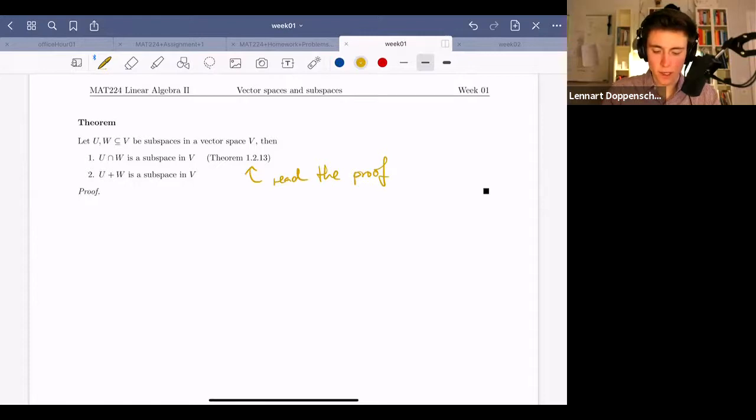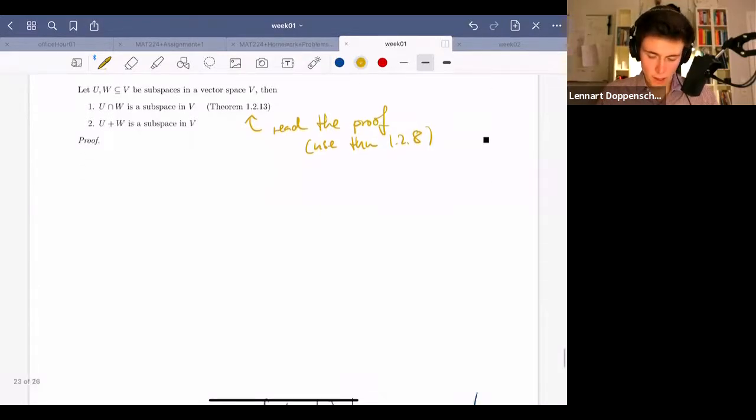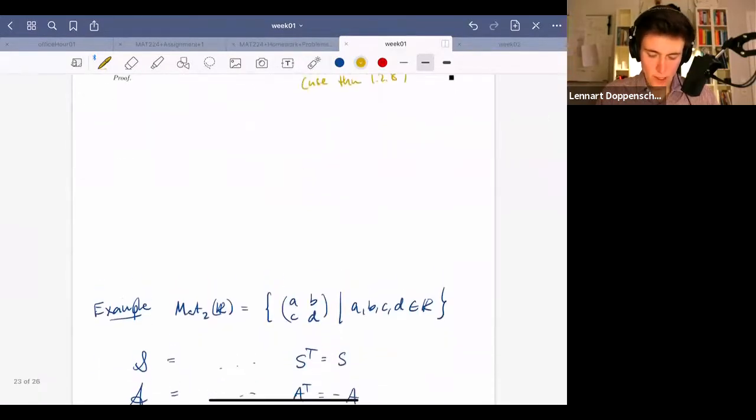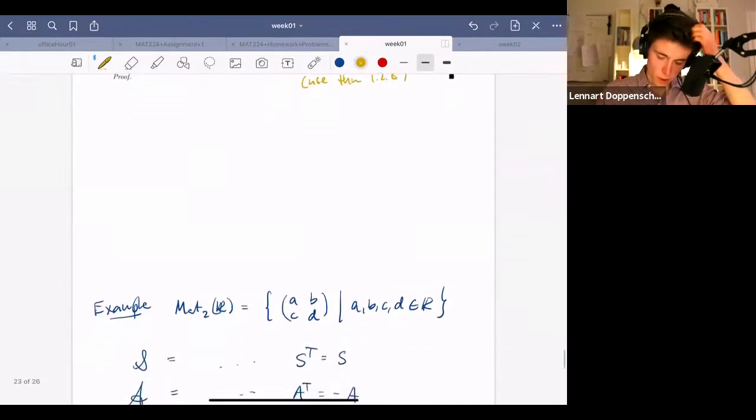And also the sum U plus W is also a subspace. And you can use theorem 1.28 to apply this in a more abstract way. In the examples that we looked at today, it was quite concrete, but this is more abstract, and it's still the same idea, just in a more abstract sense. Okay, and actually, I made an example for you.